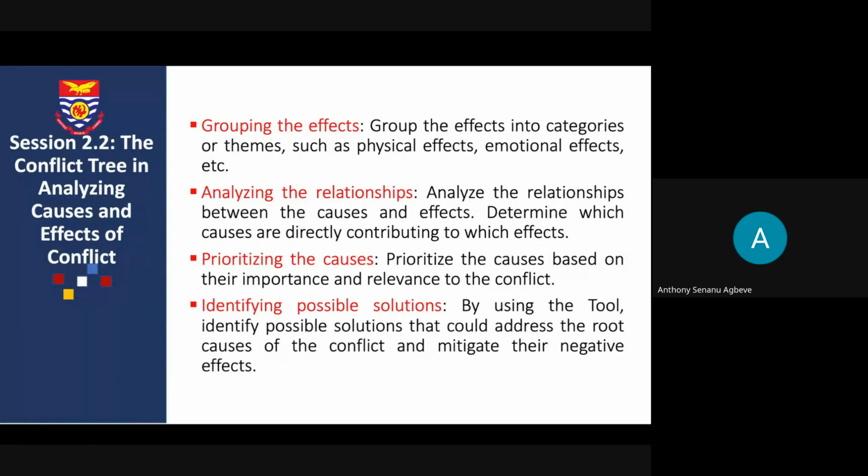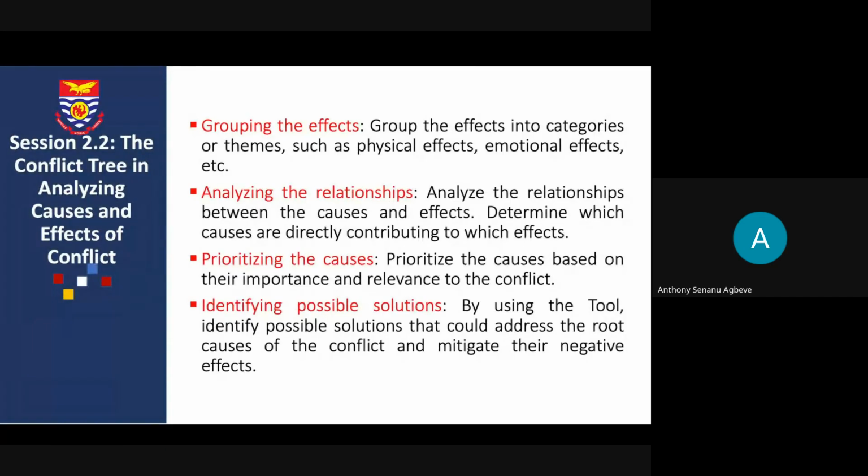For example, if there is higher unemployment and lack of jobs, the effects could be that a lot of people are now engaging in social vices, right? So armed robbery, prostitution, theft, and all those things. So you need to analyze the relationship that, okay, we identify that these economic causes are leading to these economic effects on the society, right? So an increase in social vices, armed robbery, theft, and all that.